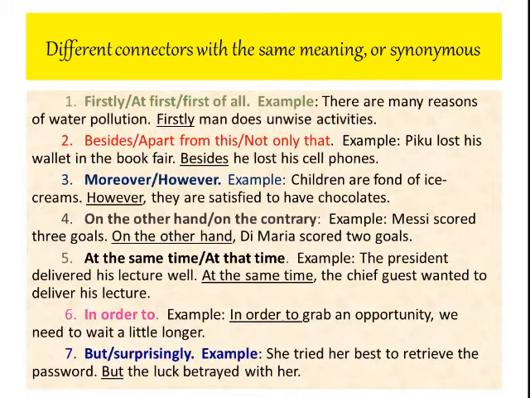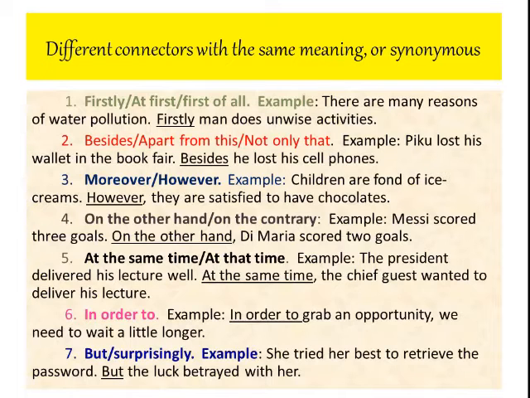The second example: besides, apart from this, not only that. So this is the example. Piku lost his wallet in the book fair. Besides, he lost his cell phone. So in the second example, besides can be replaced by apart from this or not only that. It means that you can use any one of the three in number 2.